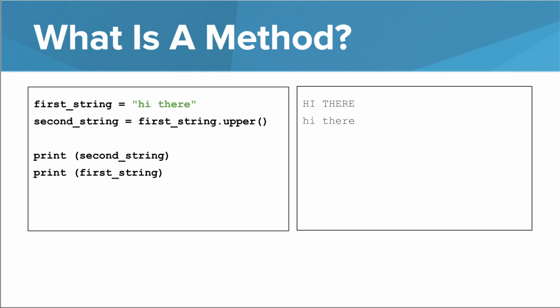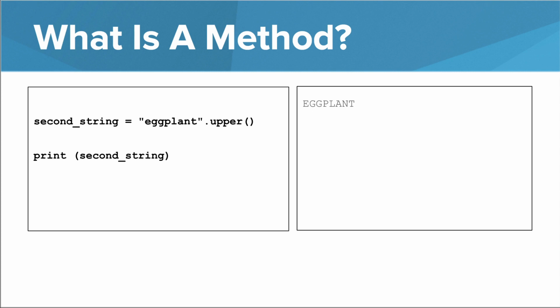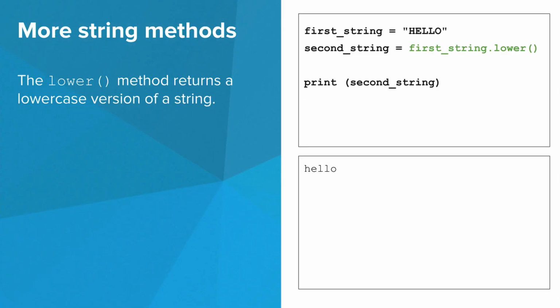If we change the value of first string, the upper method still works as expected. We can even call the method on a string literal, like this. In this example, no variable holds the lowercase version of eggplant. All we have is a variable that holds the return value of upper, which in this case is the uppercase version of eggplant. Let's take a look at some other methods you can call on strings.